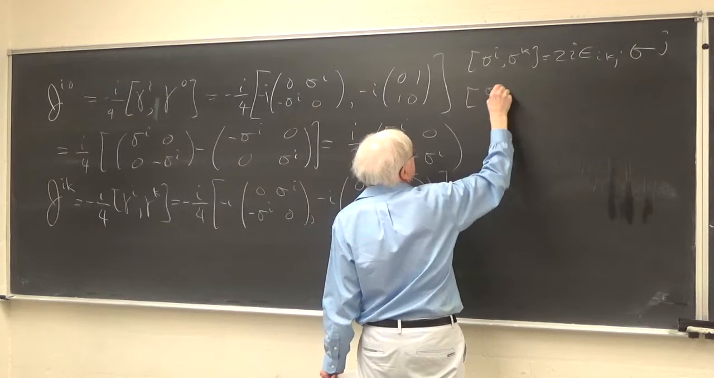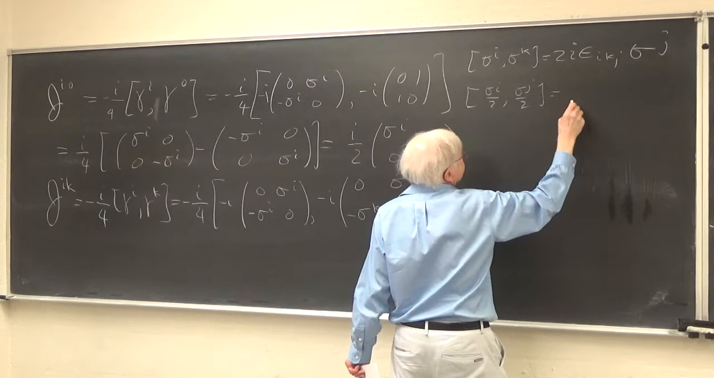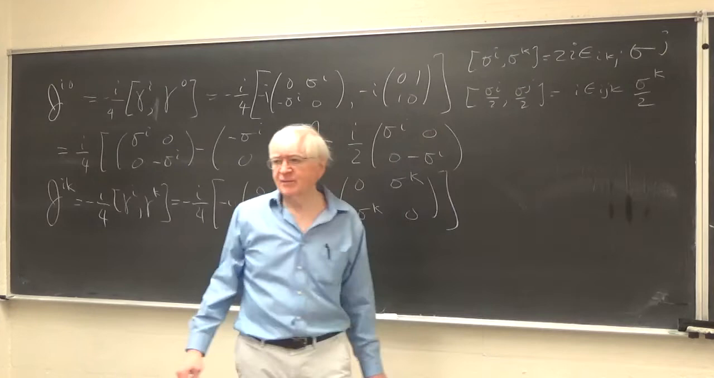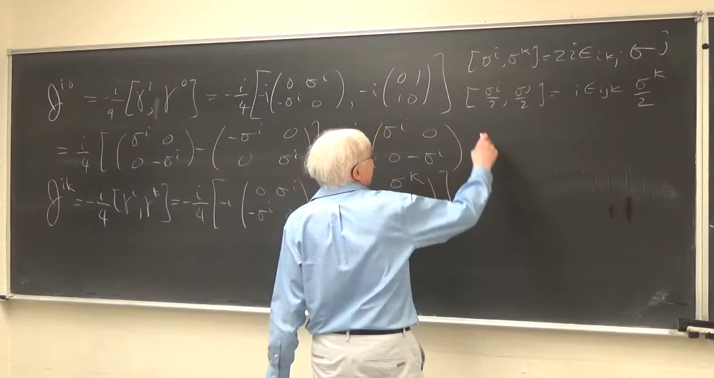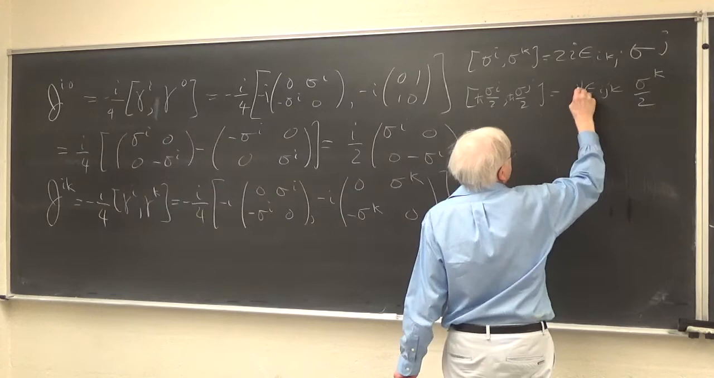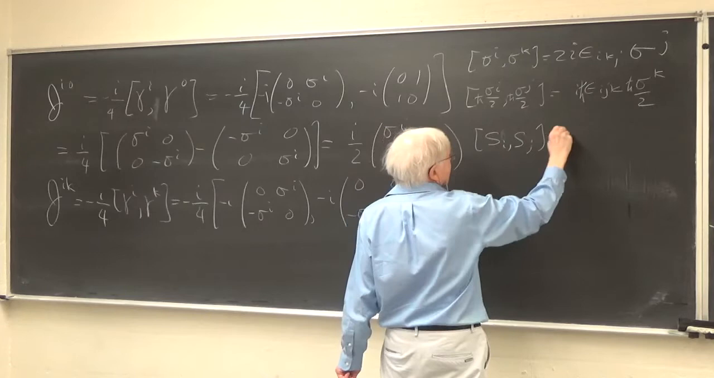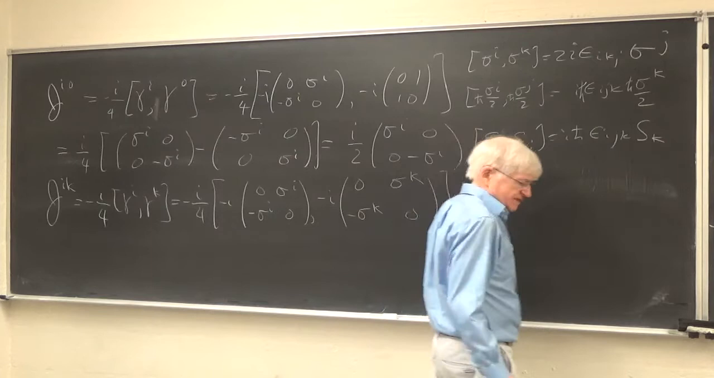Sigma_i over 2, sigma_j over 2 is i epsilon. Well, now I've interchanged i, j, and k, so i, j, k, sigma_k over 2. And what we normally do then is put in an h-bar here, an h-bar there, an h-bar here, and an h-bar there. And so we call this S_i, S_j is i h-bar epsilon_ijk S_k. So that's the 2x2. These are the Pauli matrices.